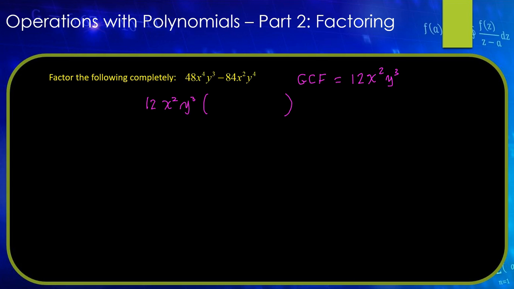I'm basically going to divide each one of these. 48 divided by 12 is 4. X to the fourth divided by x squared is x squared. And y cubed divided by y cubed is 1, so I'm not going to write that. So when I carry through that division, I get 4x squared. And then I'm going to do negative 84 x squared y to the fourth divided by this. Negative 84 divided by 12 is negative 7. X squared divided by x squared is 1, so I wouldn't write that. And y to the fourth divided by y cubed is y. So I end up with a minus 7y. And that is factored completely. Can't break it down any more than that.